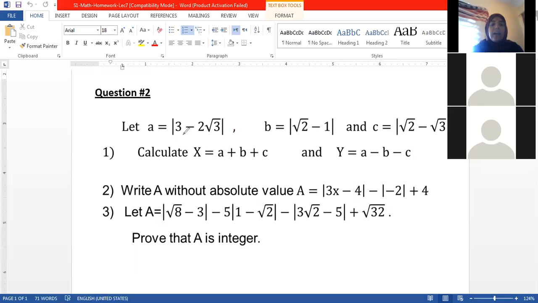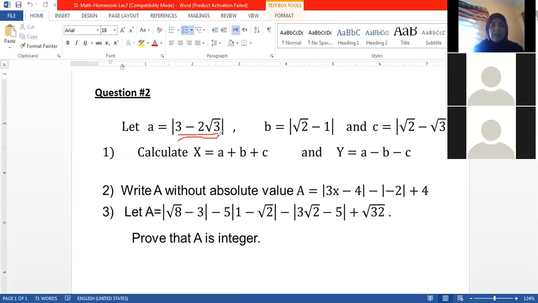Very good. So I need to check if 3 minus 2 radical 3 is positive or negative. So you just put it on the calculator. You put 3 minus 2 radical 3. If it's positive, what do we do? We leave it as it is. Exactly, we take it as it is. If it's negative, what do we do? We switch the numbers. Very good. We flip the numbers, so it becomes 2 radical 3 minus 3.